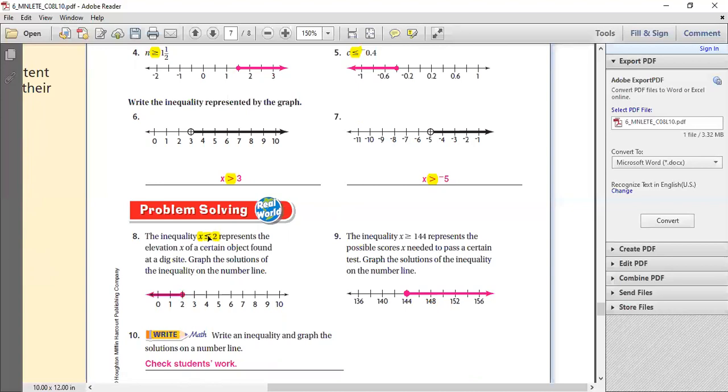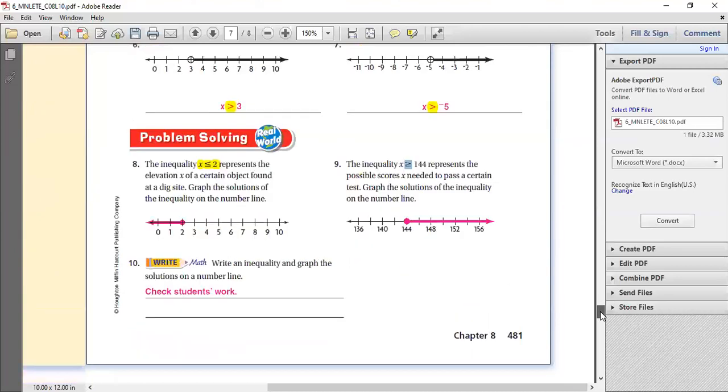Now which side is the inequality symbol showing? It's showing you to the left, so you draw the arrow to the left. Simple. And again here, it's x is greater or equal to 144, which means you will draw a circle on 144, and you will draw the arrow to the right because the symbol is showing greater, and also you will color the circle because there is the symbol equal to, there is the line below it.